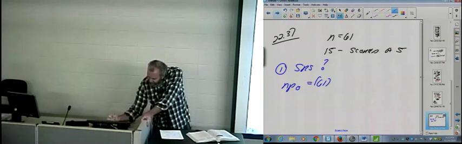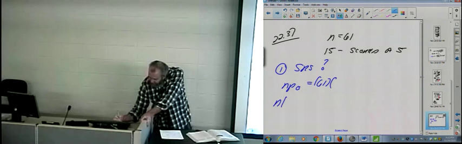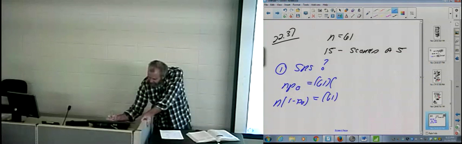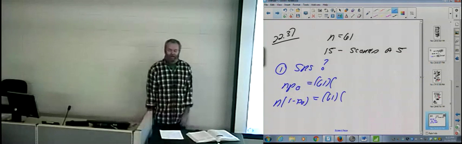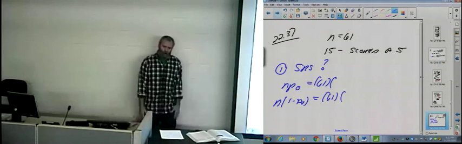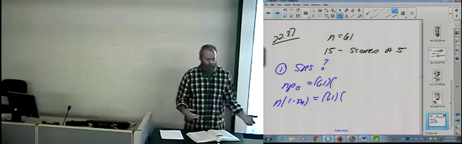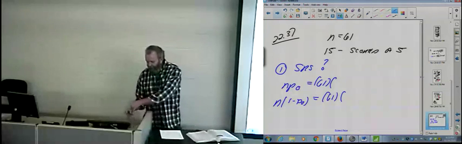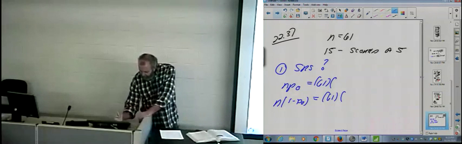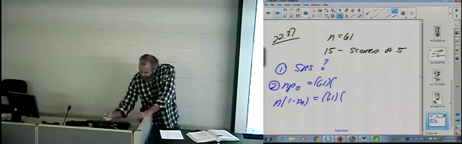I'm going to come back to this in a moment. And then this n times 1 minus p naught, which is 61 times something. I'm going to come back to that because I don't know what value I want to use for the null hypothesis yet. Okay? Now, I'm going to give you 4 steps here. Like I said, I promise you, we'll come back to this. That's 1 and that's a 2.